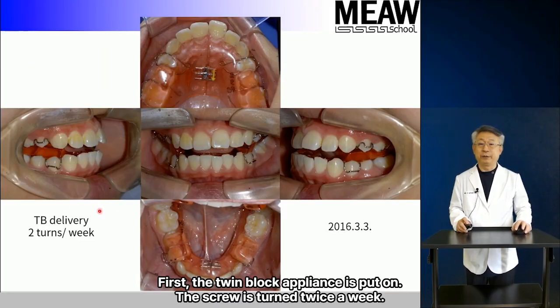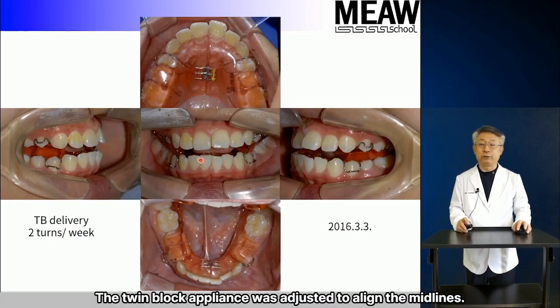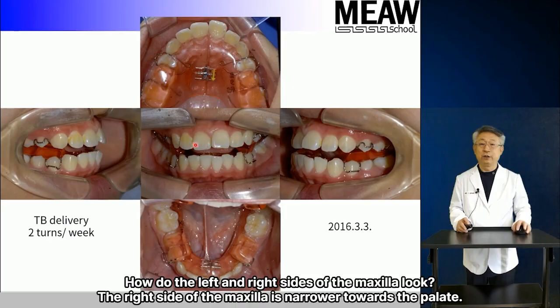First, the twin block appliance is put on. The screw is turned twice a week. The twin block appliance was adjusted to align the midlines. How do the left and right sides of the maxilla look? The right side of the maxilla is narrower towards the palate.